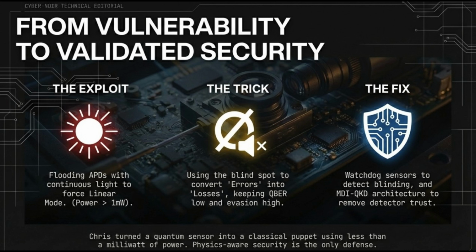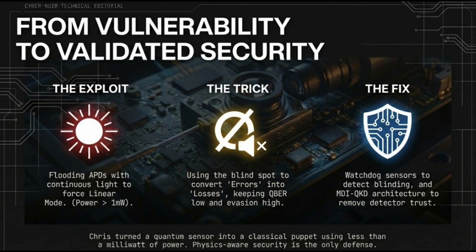However, on the right, we see the reality. This is the hardware gap. In the real world, we rely on physical sensors called avalanche photodiodes, or APDs, to detect single photons. These components are subject to the messy limitations of analog electronics, things like thermal noise, dead times, and saturation thresholds. It is specifically within these saturation thresholds that we find our vulnerability.